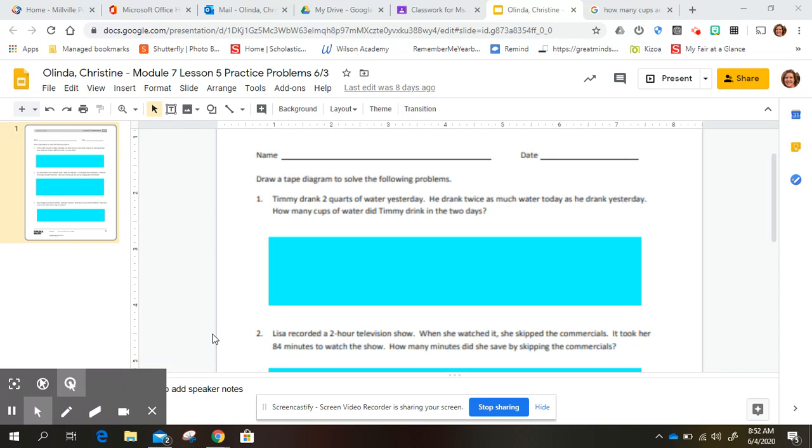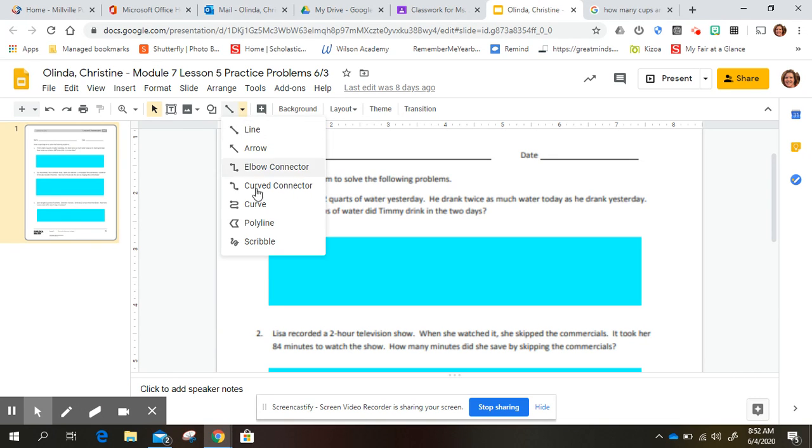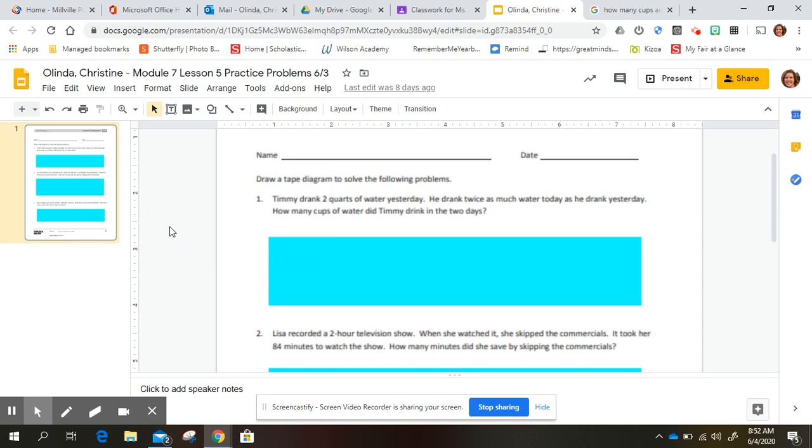I have a pen tool. If you do not, you can always go here and use a scribble tool to write on yours, or you can use a piece of paper and write the answers down and then type them in the box. All right, and so we know that Timmy drank 2 quarts of water yesterday, but they're going to want our answer in cups, so we'll have to do some conversions.